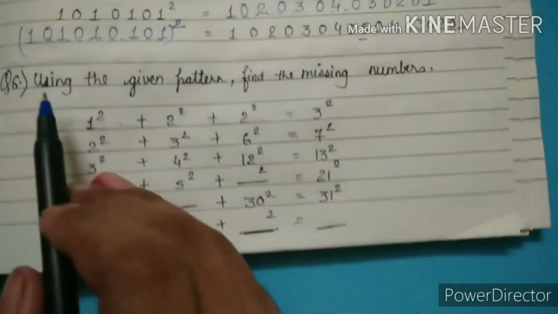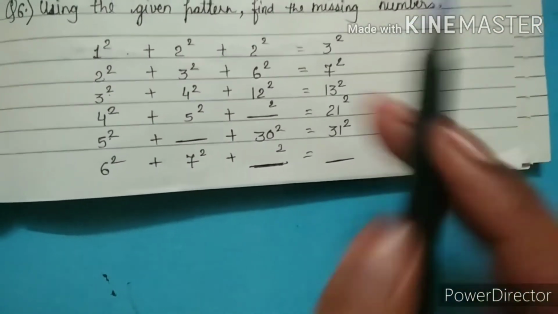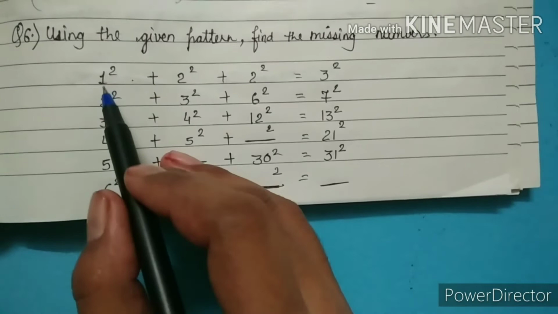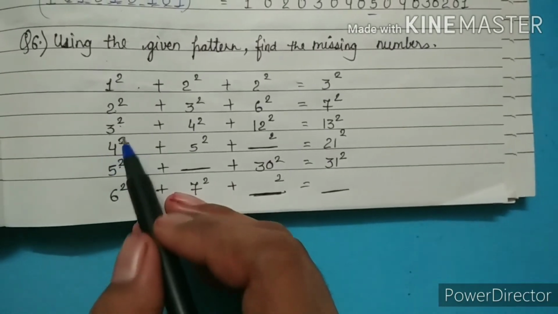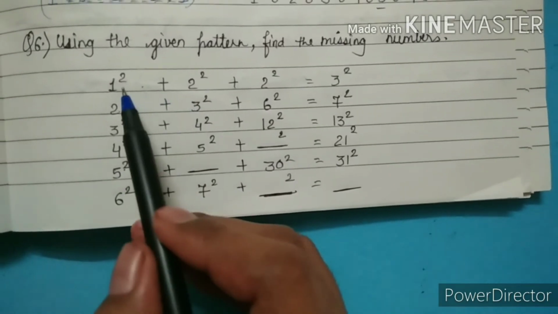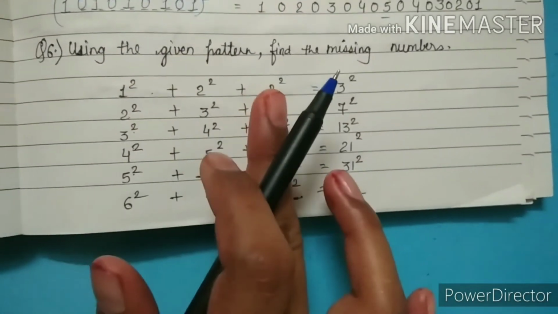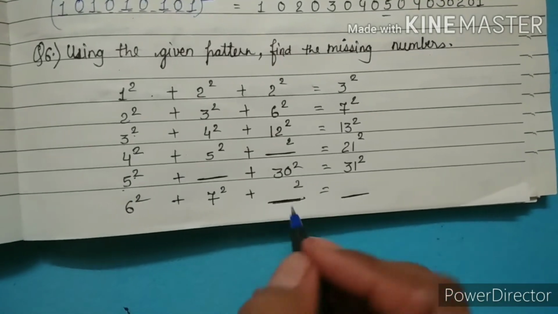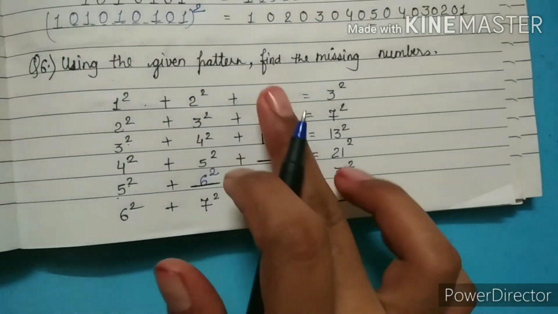Now question number 6: using the given pattern, find the missing numbers. Here we have 4 places to find. We have 1 square plus 2 square, 2 square plus 3 square, 3 square plus 4 square, 4 square plus 5 square. Have you recognized? They are taking the next number after the first number: 1 2, 2 3, 3 4, 4 5. So after 5, 6 will come here: 5 square plus 6 square.